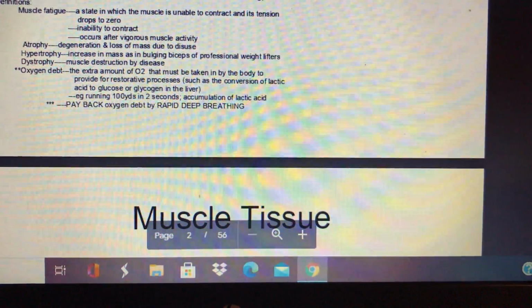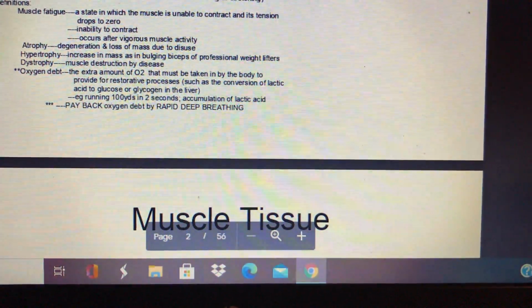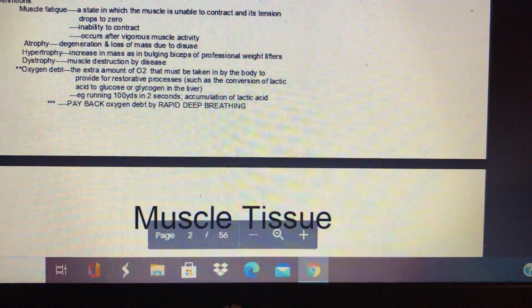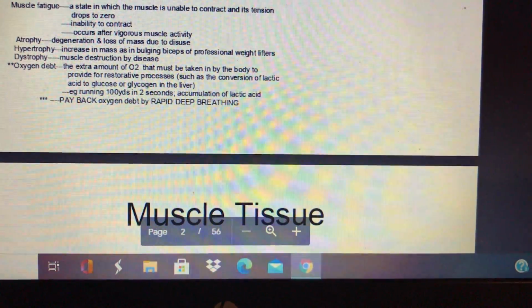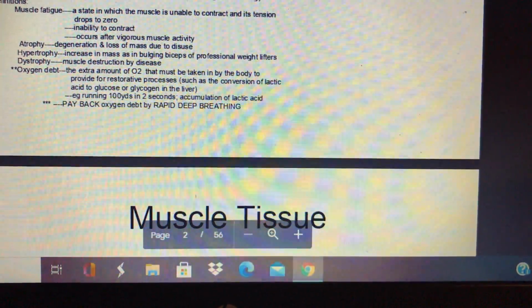So atrophy is degeneration and loss of mass due to disuse. Hypertrophy is increase in mass, like in weightlifters. Dystrophy is muscle destruction by disease.